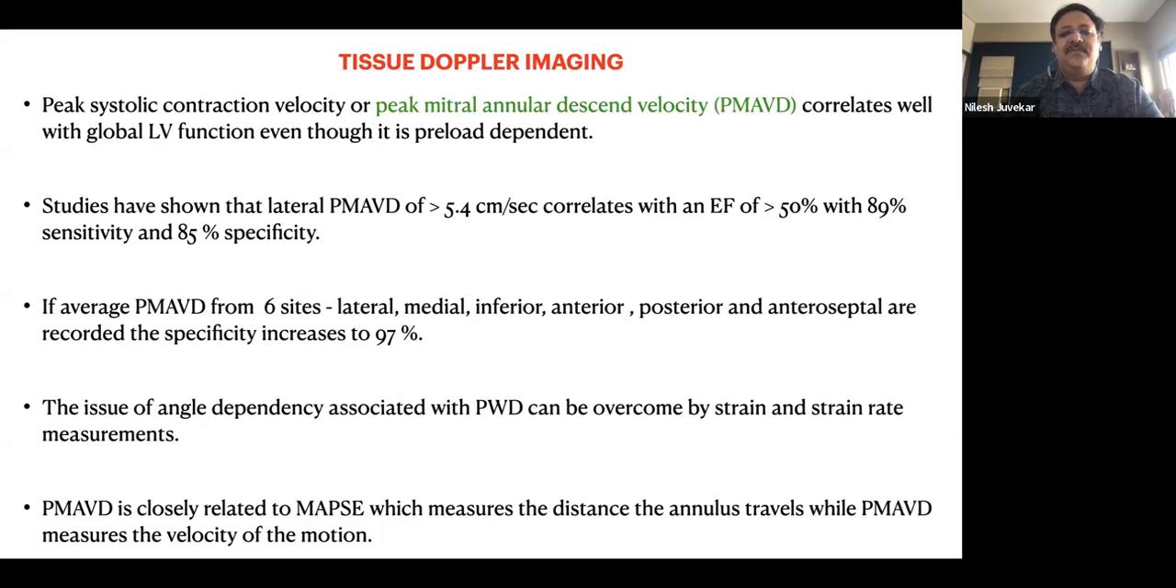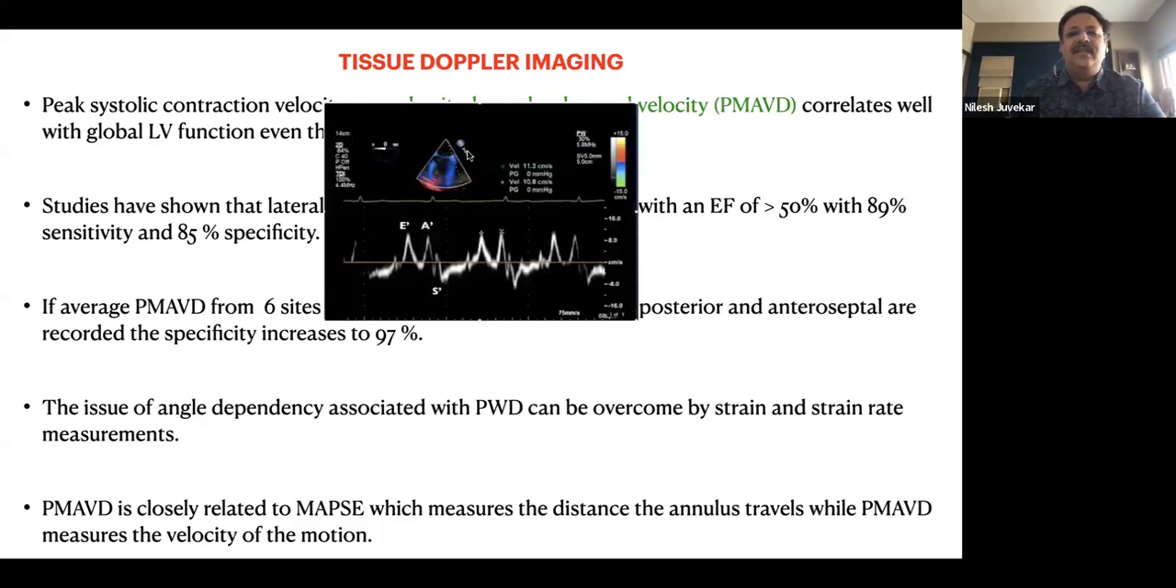If we take these at 6 different sites, lateral, medial, inferior, anterior, posterior, anteroseptal, and summate them, then the specificity increases to around 97%. Here we can see the tissue Doppler imaging trace placed at the lateral wall, and your PMAVD is actually this S prime. Because it is tissue Doppler imaging, it has angle dependency problems, which can be overcome by strain and strain rate measurements, which we'll be seeing later.